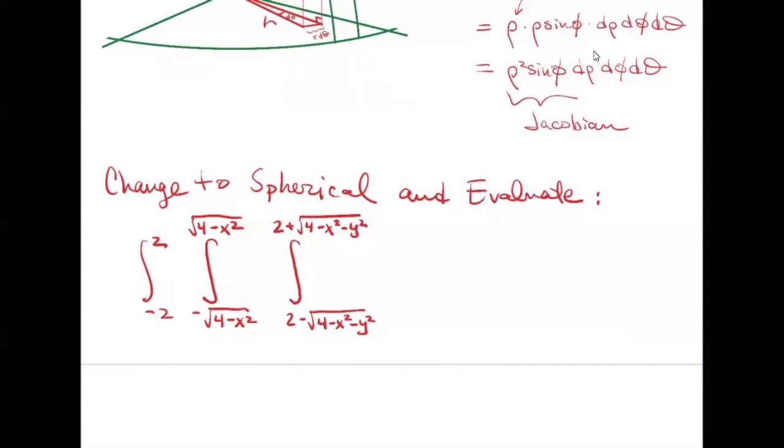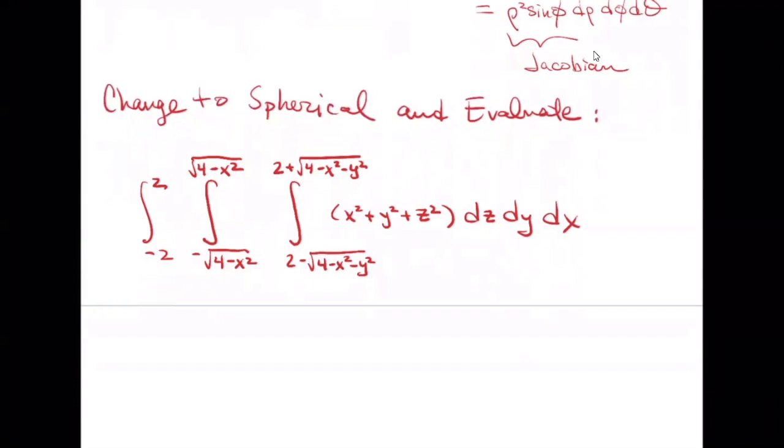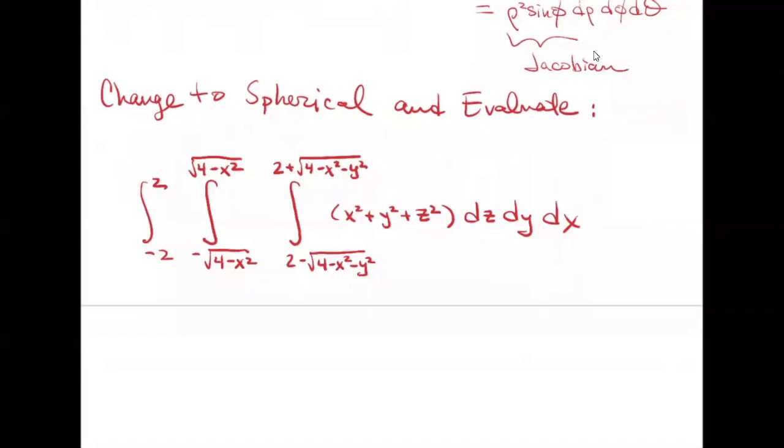And then inside here, you've got x squared plus y squared plus z squared. And then these are limits for z, y, and x in that order, dz, dy, dx, like that. Now the funniest thing is we actually did this today. These upper limits on z, that was a sphere we did a little bit ago.